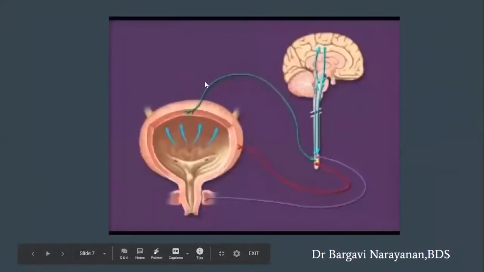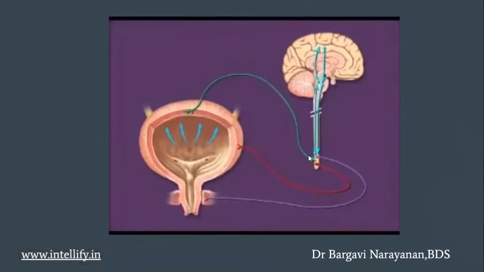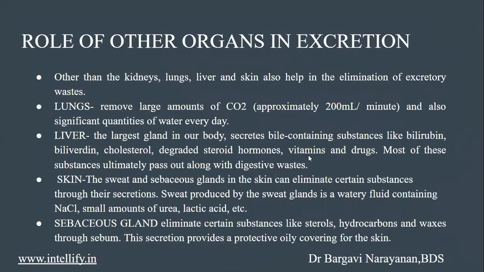And the reflex, that is the central nervous system command, is called the micturition reflex. Now, the role of other organs in excretion. The kidney is not the only organ which plays an important role in excretion. We have other organs such as the lung, liver, as well as skin. So let's start with them one by one.